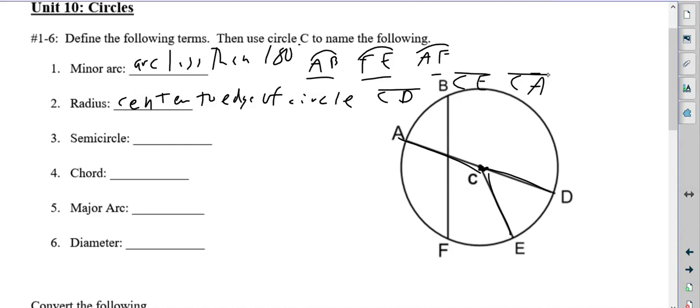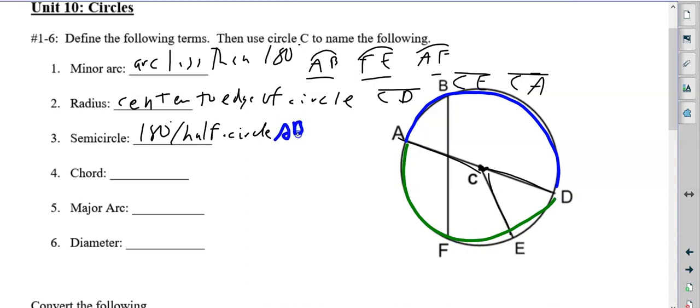A semicircle, 180 degrees. It's half a circle. All right, so that is either this way or this way. Now the blue one we would call ABD. We need that 3rd letter. Notice it has 3 letters for a semicircle and a major arc. 3 letters. And we need that one in between.